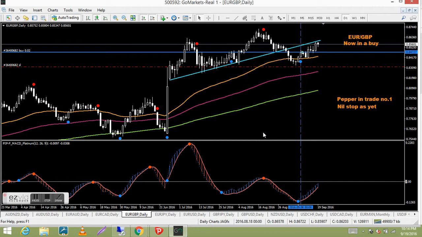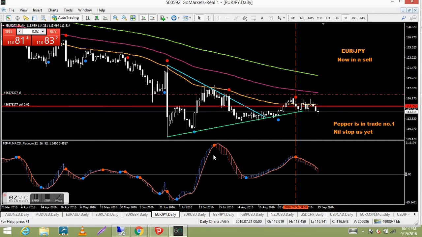Euro Great British Pound, I'm in a buy on both accounts. The trade itself's up about, it's not even 100 pips yet. And it's hit this trend line here that I drew a while ago. Whether that trend line's actually relevant or not, who knows, but that's the entry point. I might move the stop up on the Go Markets account to underneath the 100 MA, but I'll wait till the MACD Platinum gets up to the zero level.